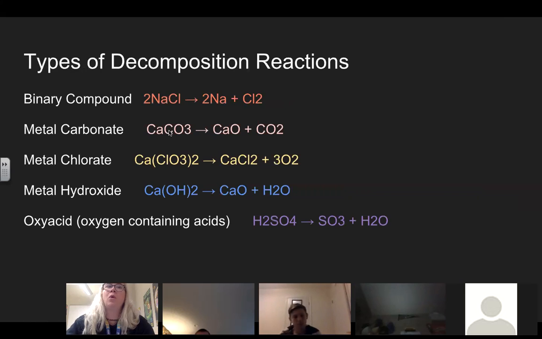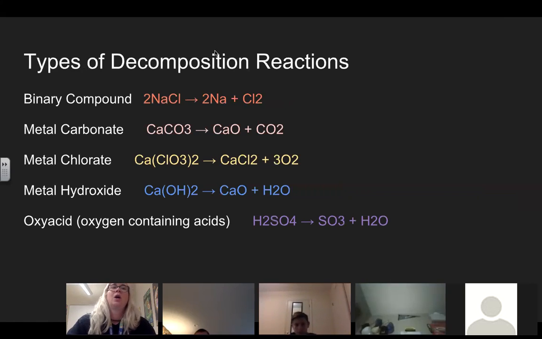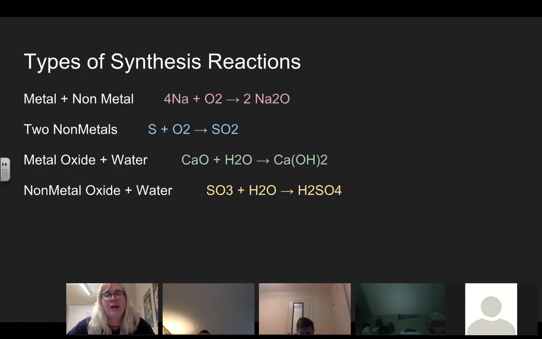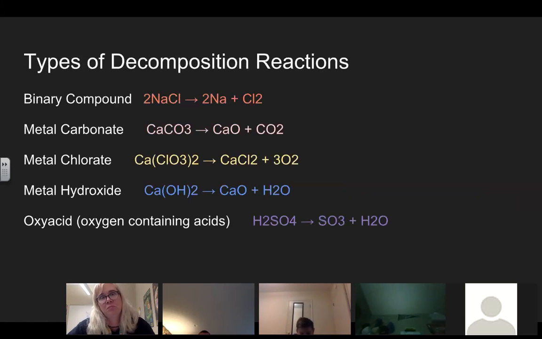These are a little bit more complicated, at least in my opinion. Again, really easy to recognize when you see them. If the whole equation's there, you go, oh, that's decomposing. It was one thing, now it's two. Predicting, it gets harder. So you'll notice these are pretty much direct opposites of the synthesis reactions. Makes sense, right? But they're called different things.